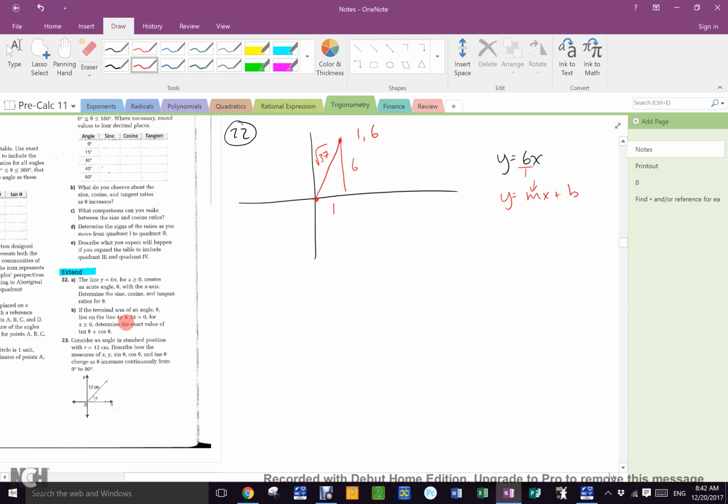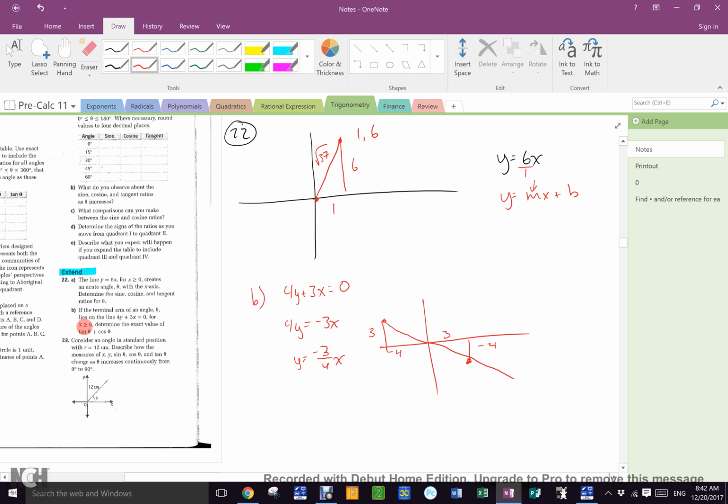B, if the terminal arm lies on this line, in B, I got 4y plus 3x equals 0. Determine the exact value of tan theta plus cos theta. So 4y equals negative 3x, yes? Y equals negative 3/4 x, right? So negative 3, and I run 1, 2, 3, 4. So I have to be over here, right? Or I run negative 3 and go up 4, or over there. Everybody with me? So I'm either 4 and negative 3, or negative 4 and 3.